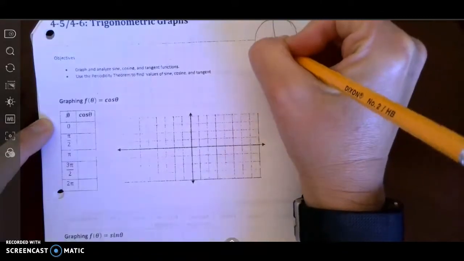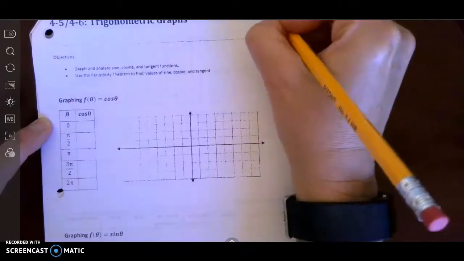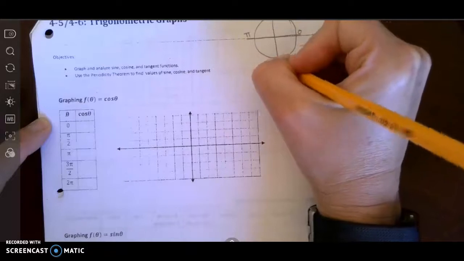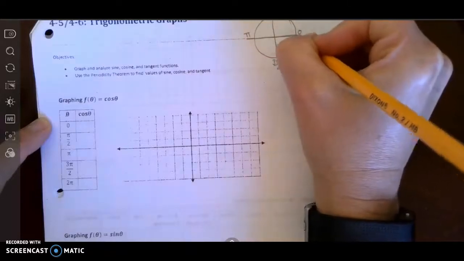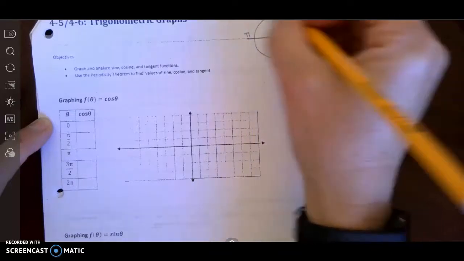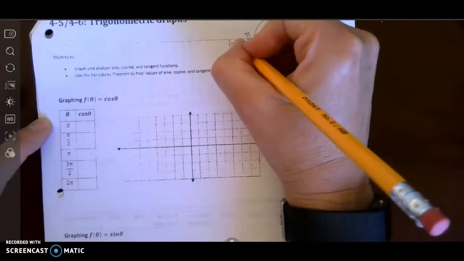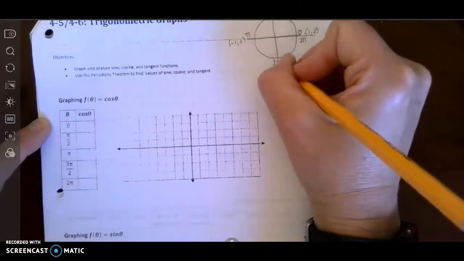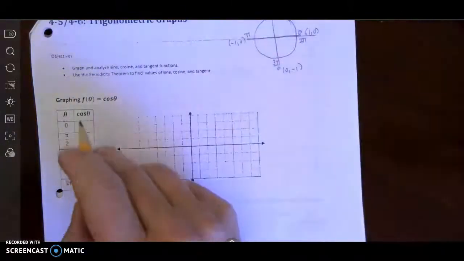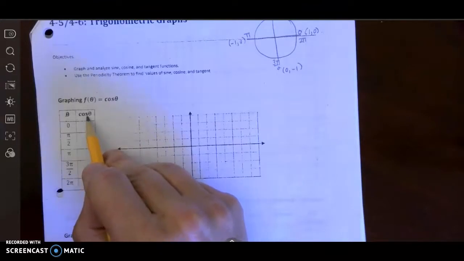So just to help ourselves out here, 0, pi over 2, pi, 3 pi over 2. Every time we write this down, it's helping to cement it in our memory. The ordered pairs are 1, 0, 0, 1, negative 1, 0, 0, negative 1. And right now I'm just looking at cosine, cosine only, which is the x-coordinate.